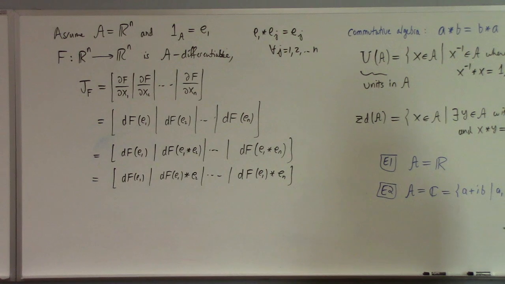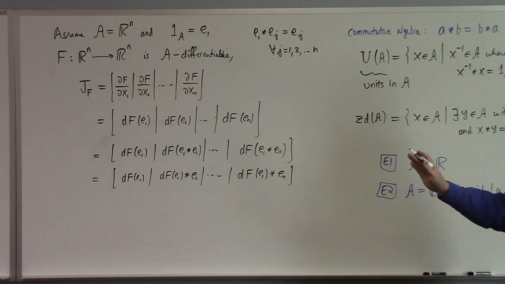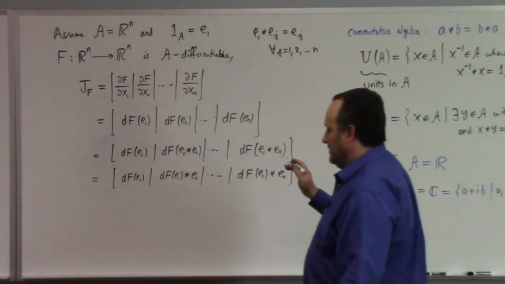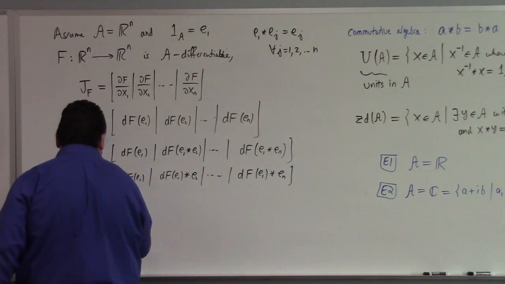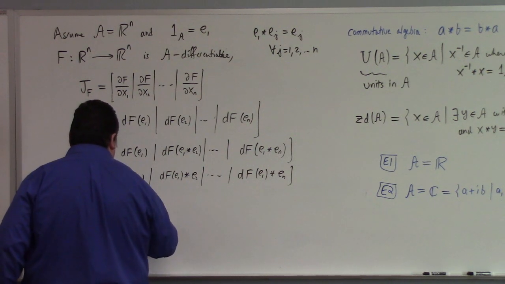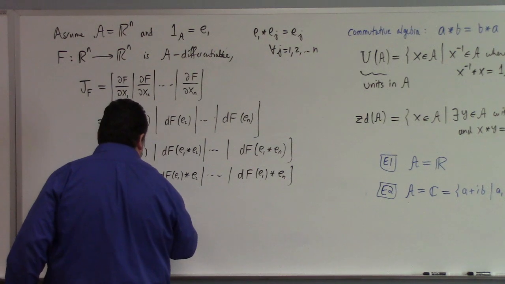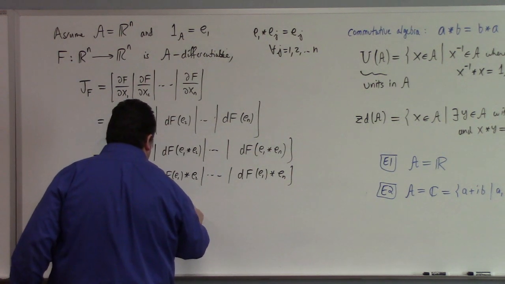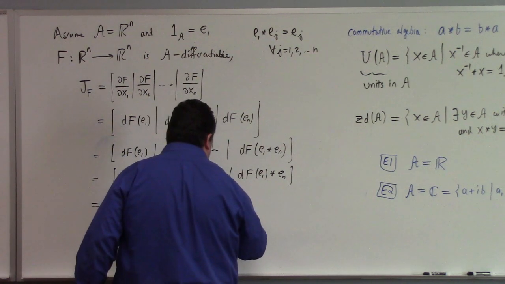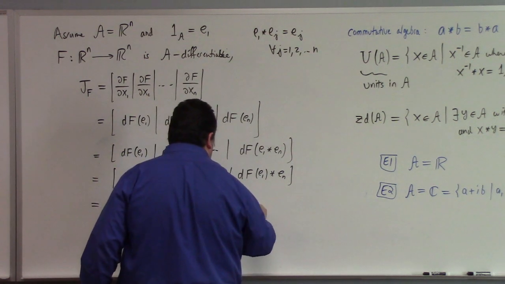This means that all of the columns of an A-differentiable function's Jacobian are all linked. In fact, they're fixed by the first column. See that? We could rewrite this as partial f, partial x1, times E2, and so forth, partial f, partial x1 times En.